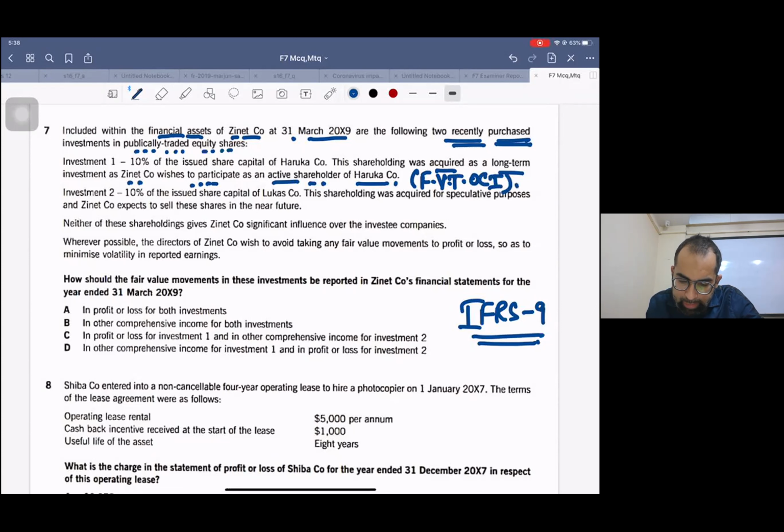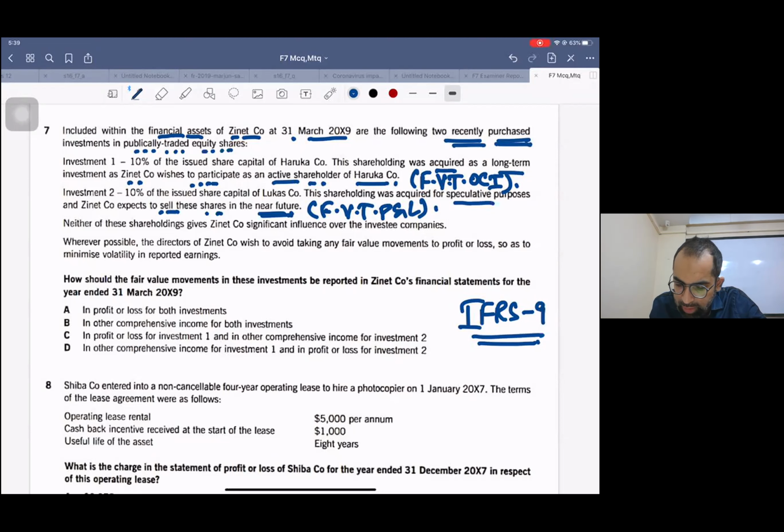Now, the second: 10% of the issued share capital of Lucas company. The shareholding was acquired for speculative or short-term trading purposes, and Zenit company expects to sell these shares in the near future. So this is most likely fair value through PNL. Neither of these shareholdings gives Zenit company significant influence, so no associate accounting.